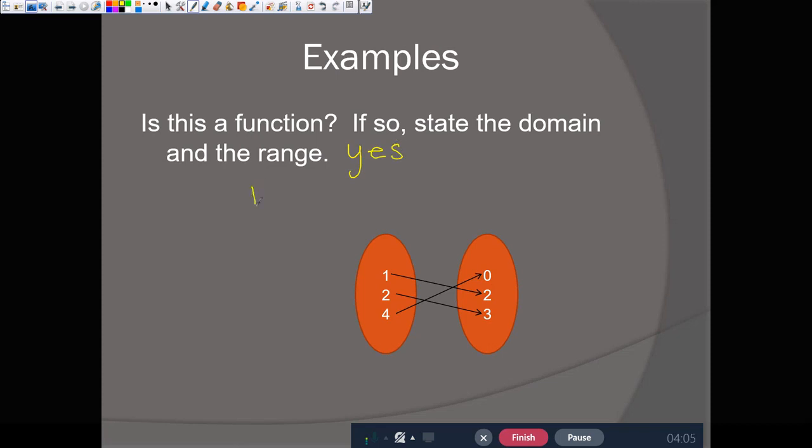So I'm going to now need to identify my domain and my range. My domain are my x values. Those are the values that are on the left side of my map. So my domain would be 1, 2, and 4. What would my range be then? Yes. 0, 2, and 3. Awesome.